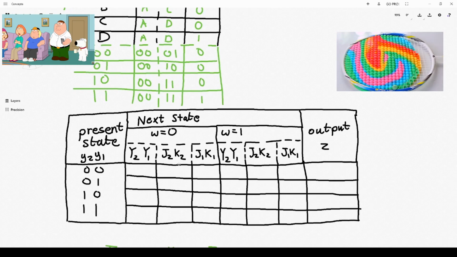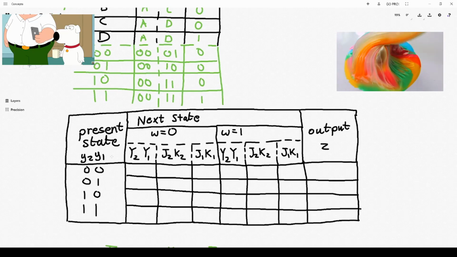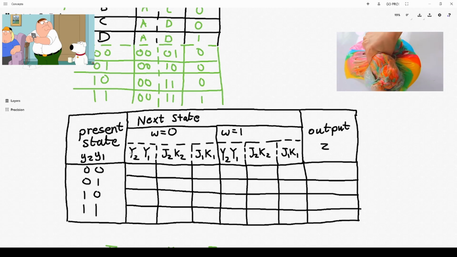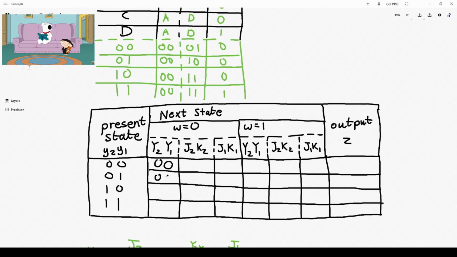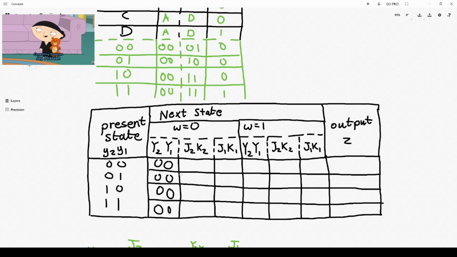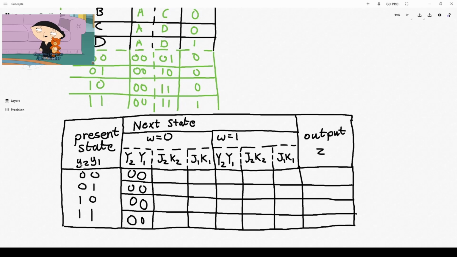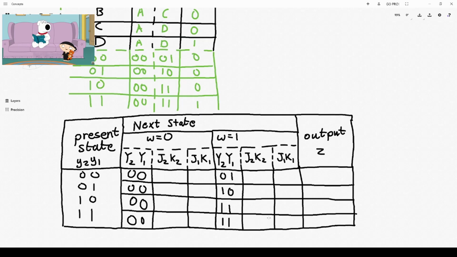But let's transfer all this. Lowercase y2, y1 will represent our present state. Our future state will be represented by capital Y2, Y1. So whenever W equals 0, all that happens is they all go back to A, or state A, or state 0. When W equals 1, they progress forward. So A goes to B, B goes to C, C goes to D, and D circles back to itself.